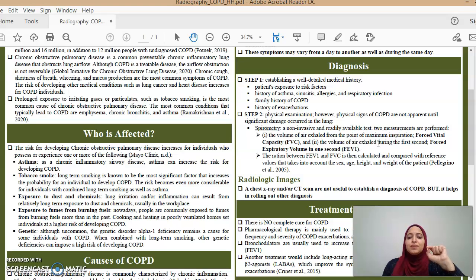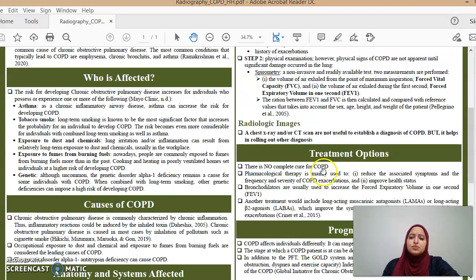Now we have to talk about the radiologic images. For COPD, a CT scan or X-ray is not useful to establish a diagnosis. They may use it to rule out some other diagnoses.